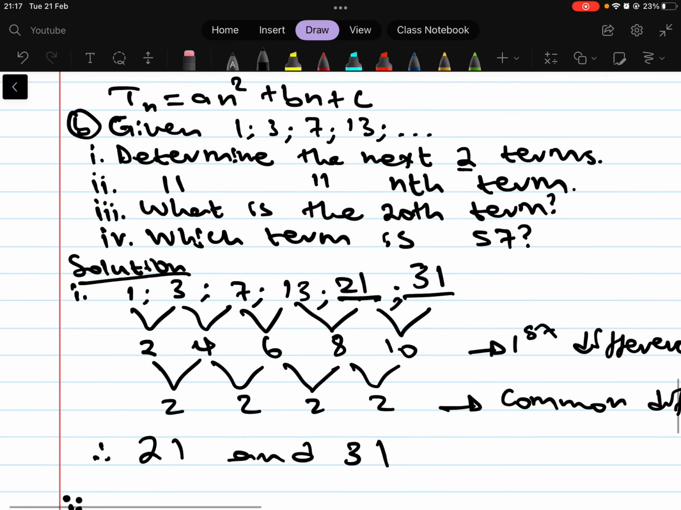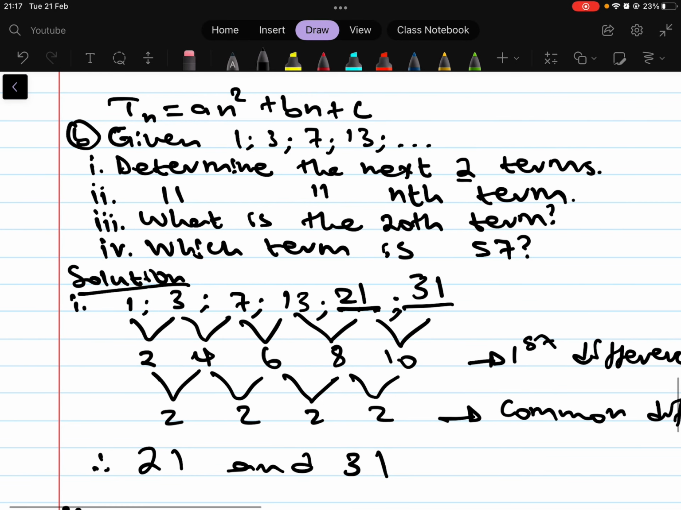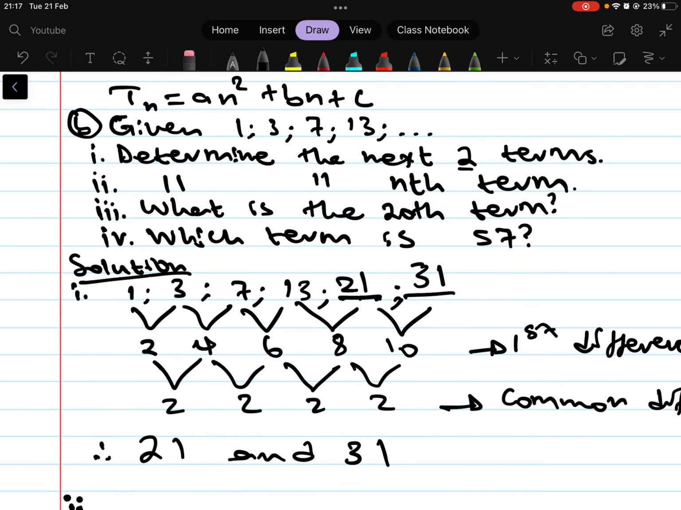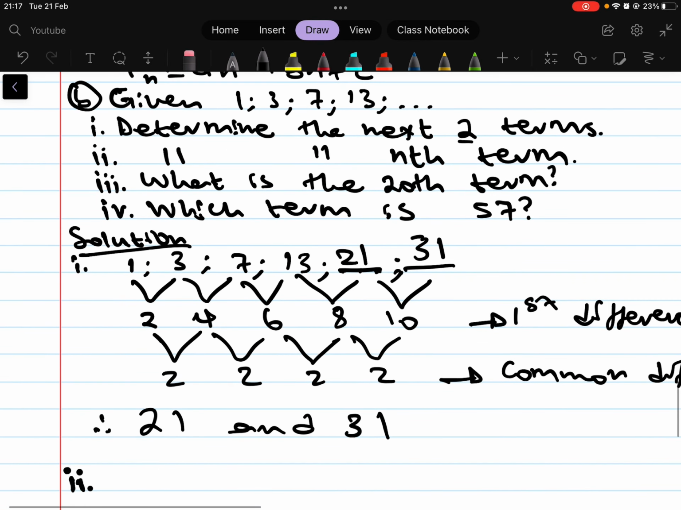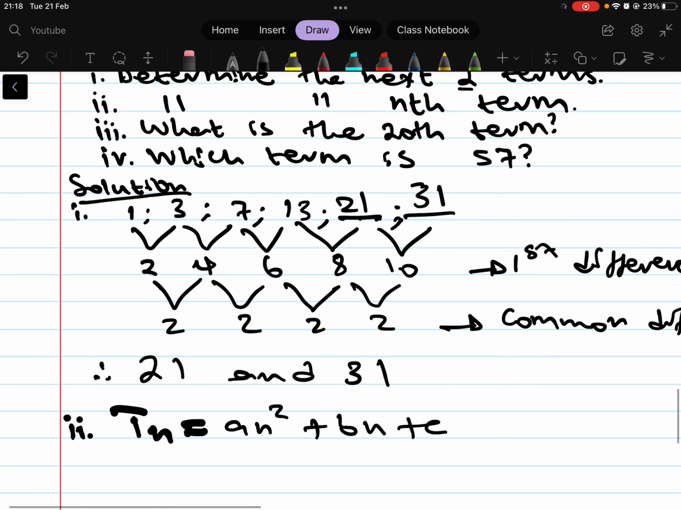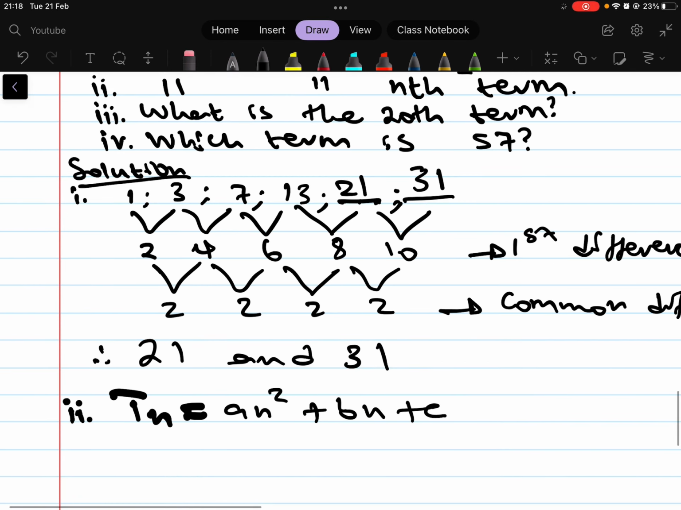Okay, the second part of the question says determine the nth term. That is the general equation or the general term. However they would usually phrase it, it's fine. Just know that the nth term is the general term. We have the general term, which is given by the general equation an squared plus bn plus c. That is what we have. However, we need to just get a, b and c and substitute into the equation, then we should be fine.